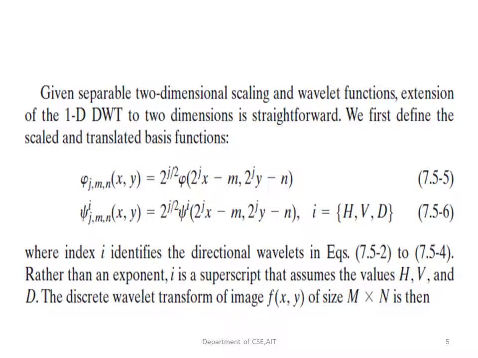When we have the two-dimensional scaling and wavelet functions, then the one-dimensional DWT can be easily extended to two dimensions. First, we define the scaled and translated basis functions, phi of j, m, n and psi i of j, m, n, where the index i indicates the directional wavelets and the superscript i assumes the values h, v and d. The discrete wavelet transform of size M, N will be given.